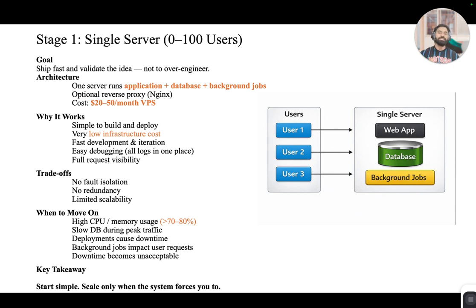And that is the right mindset, and that is very important. That when the demand comes, only then you scale your system. So now let's discuss what runs on this server, and this is important.